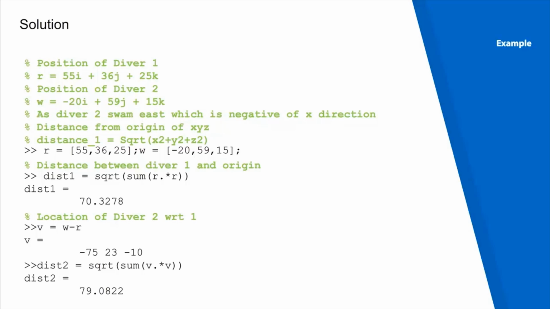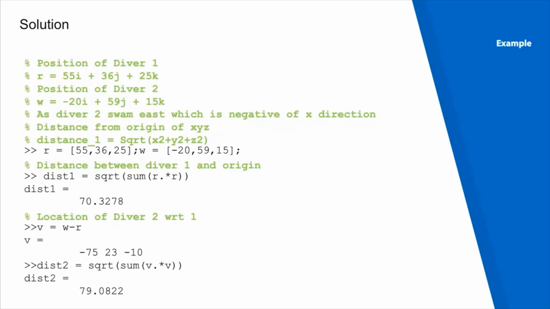We also know the position of diver 2, that is minus 20, 59 and 15. Now let's store this in W. The negative sign here is because diver 2 moves to the east, that is the negative of west. Now the first thing we need to find is the distance between diver 1 and the starting point.